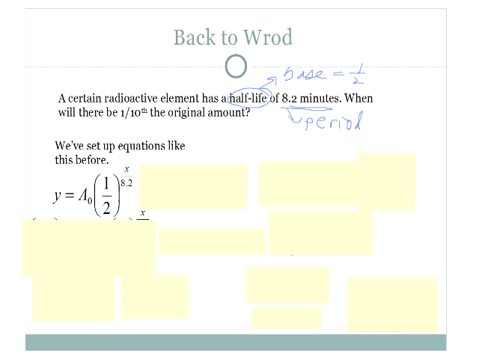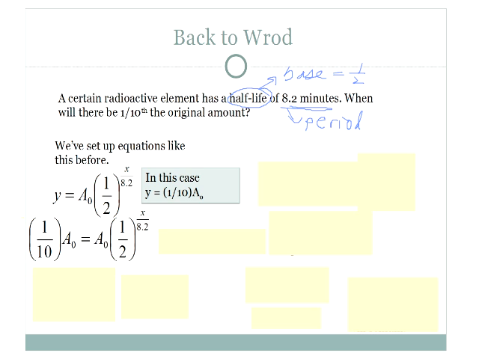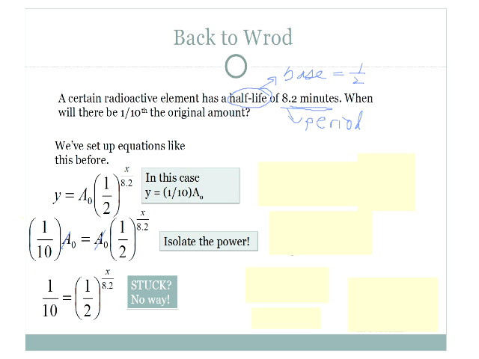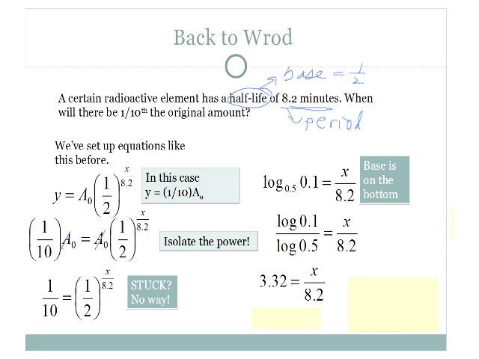Now looking for when there would be 1/10 of the original amount left, the y value is going to be 1/10 of the original amount. So I plug that in and I isolate the power. I divide everything by a naught. And I have this. Am I stuck? No way. I can write this in log form. Remember that the base is on the bottom. Evaluate this, multiply both sides by 8.2.